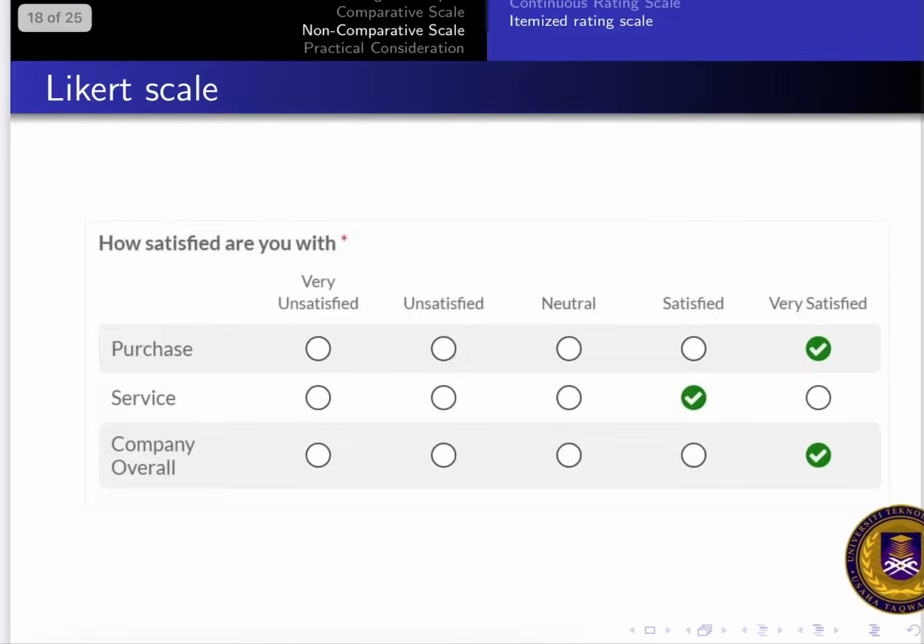This is an example of a Likert scale. Let's assume that very unsatisfied is equal to 1, unsatisfied equal to 2, neutral equal to 3, satisfied equal to 4, and very satisfied equal to 5. As you can see, on a Likert scale, each of the categories has its own indication.